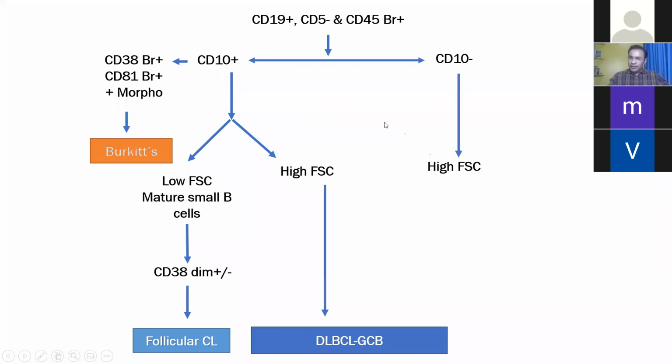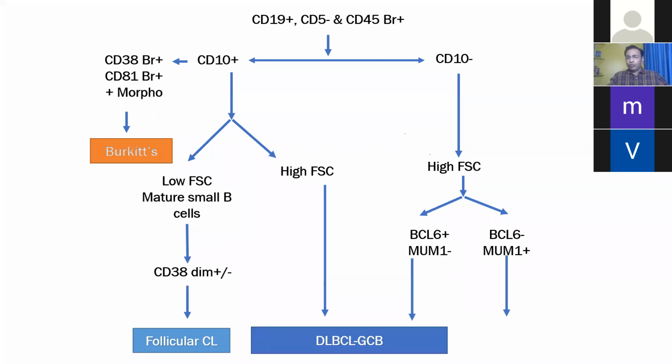And if CD10 is negative and still high forward scatter, large cells, then you look at MUM1. We can do MUM1 by flow cytometry as well as IHC. MUM1 or BCL6 is difficult to standardize, but can be standardized. So we always easily do it by IHC.